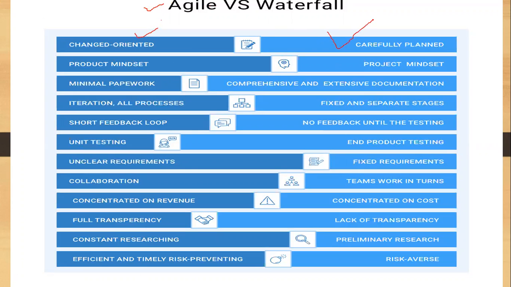This one is change-oriented, carefully planned, with a product mindset, and this one is about agile, and this one is about waterfall. Now what's the difference? Agile is change-oriented, while waterfall is carefully planned; agile has a product mindset, while waterfall has a project mindset. Agile needs minimum paperwork, whereas here there is comprehensive and extensive documentation. So again, this is the difference.